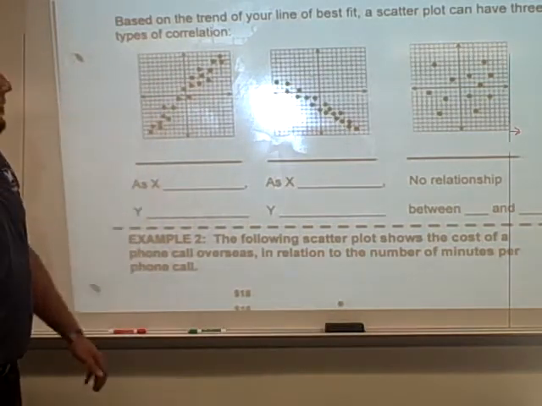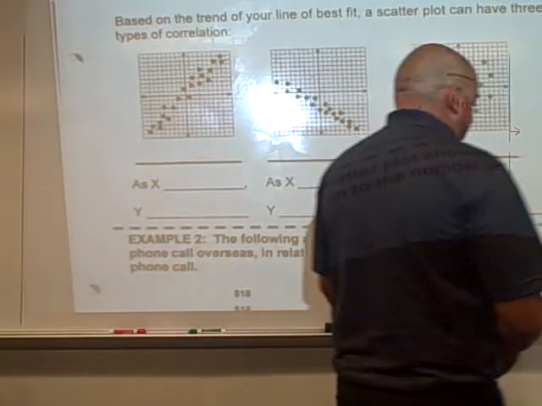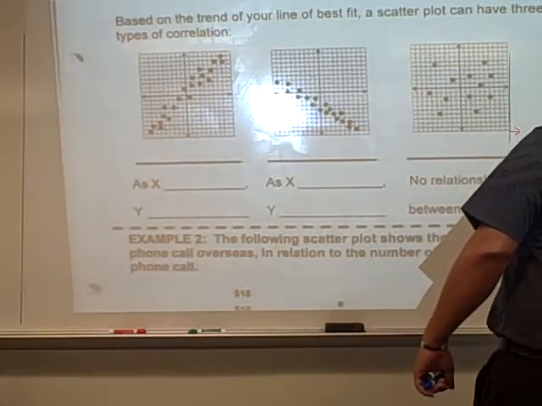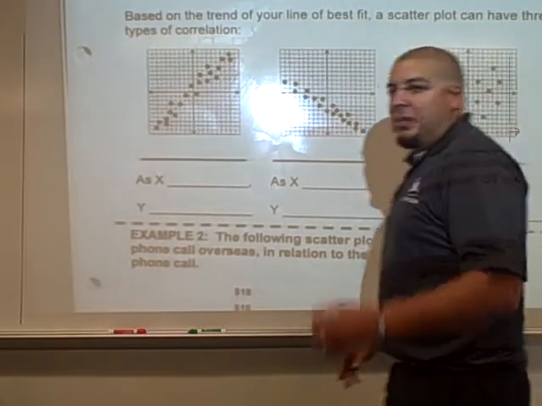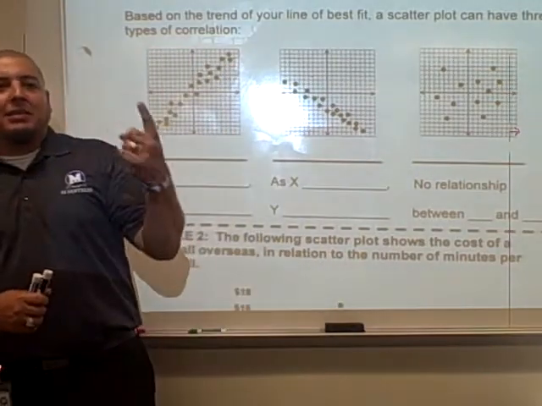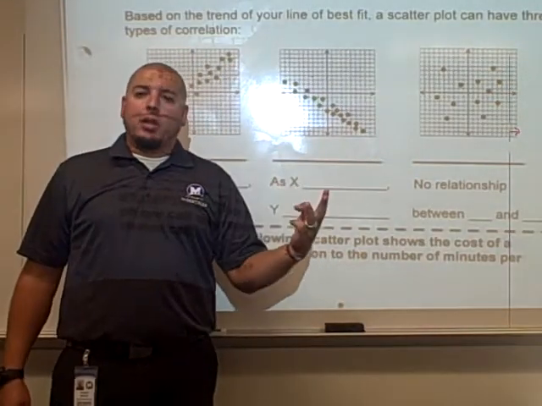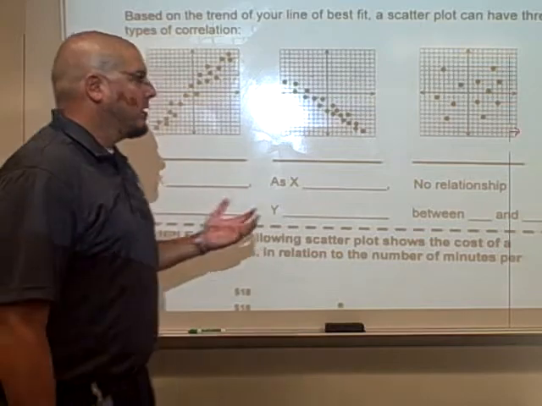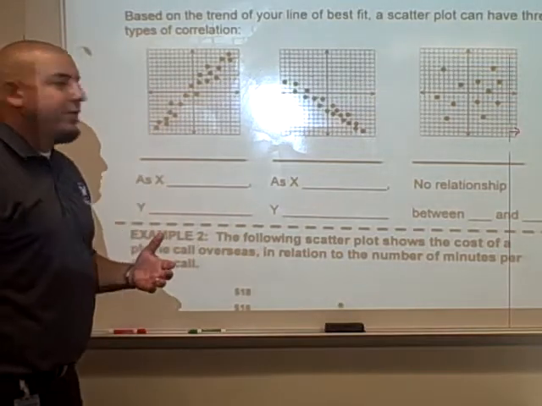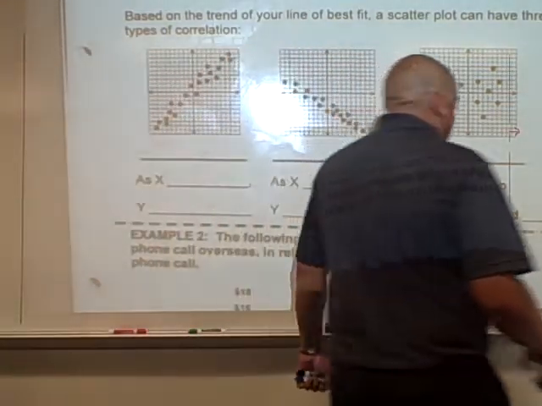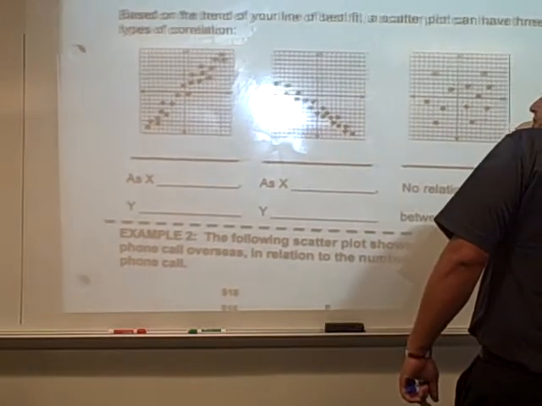Now, based on the trend of your line, okay, or the line of best fit, a scatter plot can have 3 types of correlations, okay? We're talking about 3 types of correlations. There's positive, there's negative, and there's no correlation, okay? So let's talk about each one of those. These are actually very simple if you think about them in terms of what they look like visually.